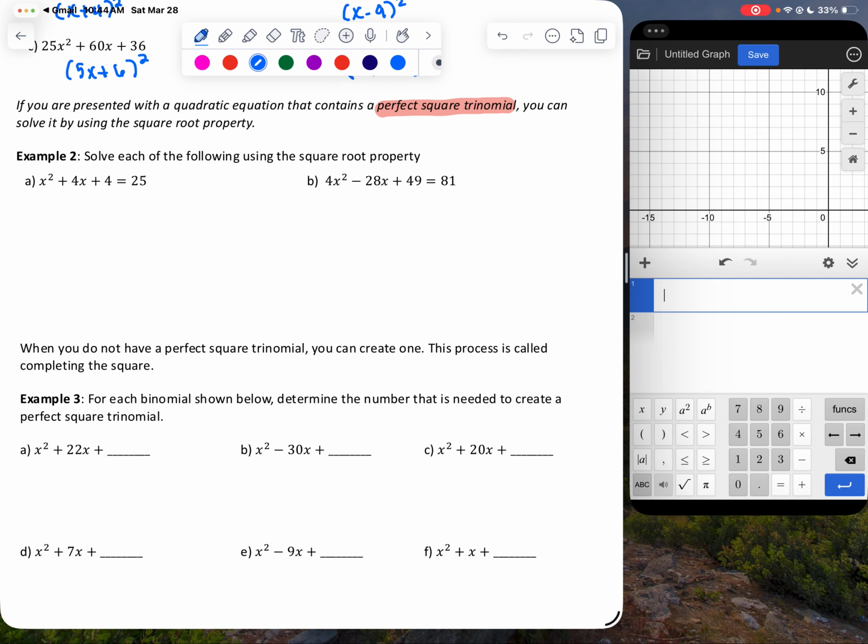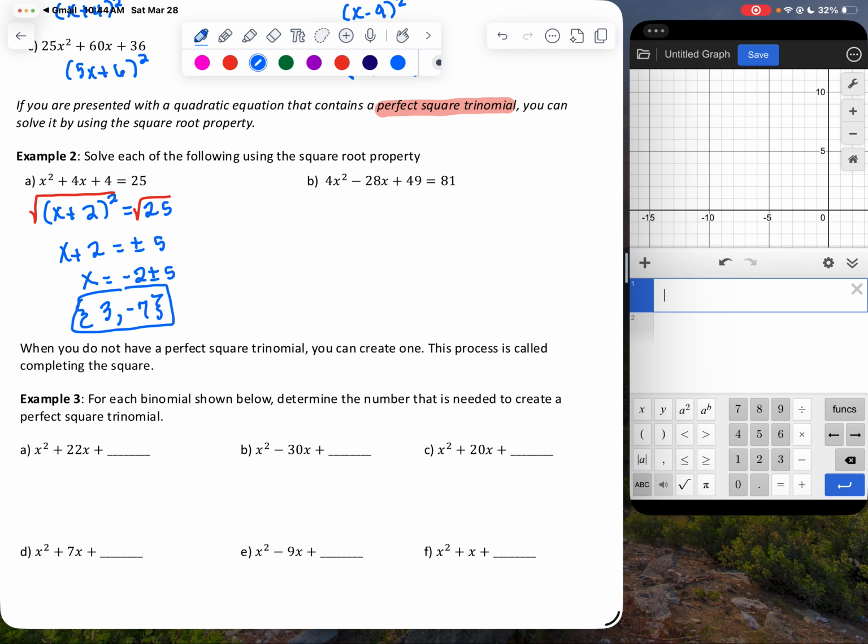So what you're going to do is rewrite the left side, x squared plus 4x plus 4, in its factored form. So that would be x plus 2 quantity squared equals 25. Once you have it as a binomial squared equal to a constant, you can take the square root of both sides to give you x plus 2 equals plus or minus 5. Subtract 2 from both sides to get negative 2 plus or minus 5. So your solution set would be negative 2 plus 5 is 3, and negative 2 minus 5 is negative 7.